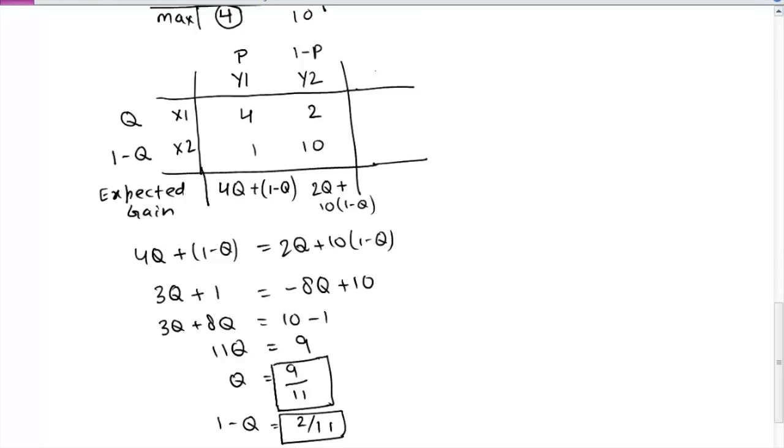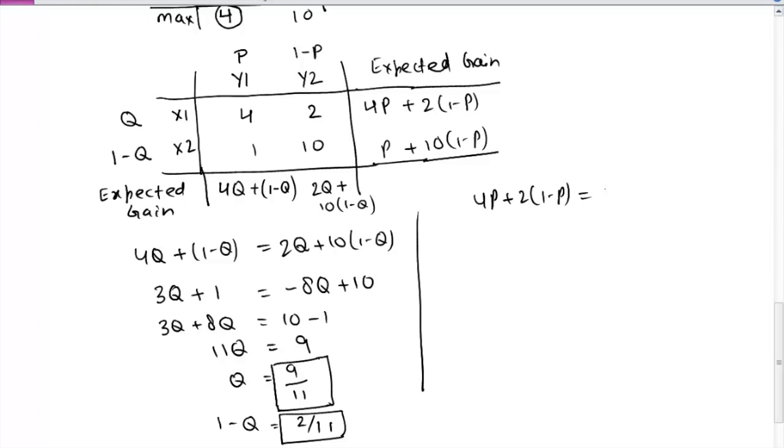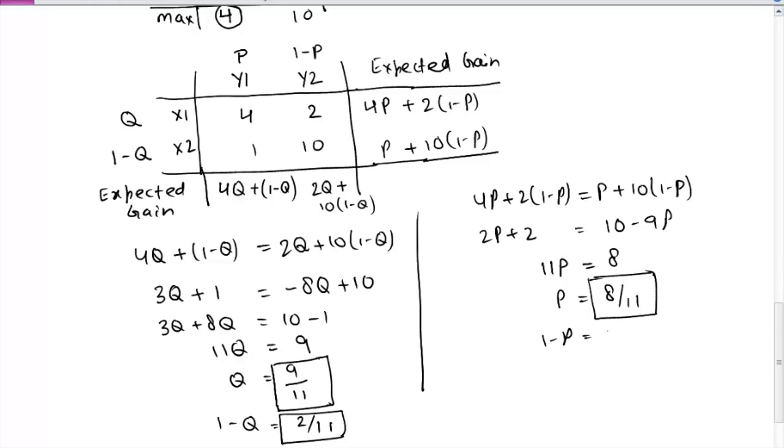Now similarly if we calculate the expected gain, we multiply 4 with P, so 4P plus 2 times 1 minus P, and then 1 times P is P, plus 10 times 1 minus P. If you equate the two and rearrange, 4P minus 2P will be 2P plus 2 equals, and this becomes 10 minus 9. 9 plus 2 becomes 11, and this becomes 8, so that P equals 8 over 11. Similarly, 1 minus P will be 3 over 11.